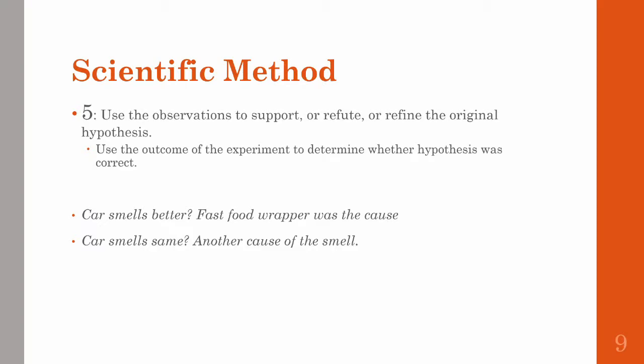Step 5. Take the data or observations we collected and make a decision on whether our hypothesis is supported or refuted. We can then use that conclusion to refine our original hypothesis. In our example, if the car smells better, the fast food wrappers were the cause, and our hypothesis is supported. If, however, the car smells the same, then there was another cause of the smell, and our hypothesis was rejected.